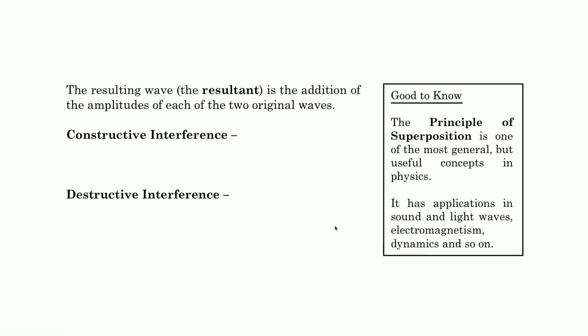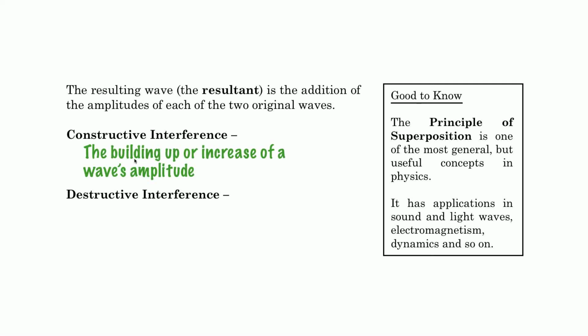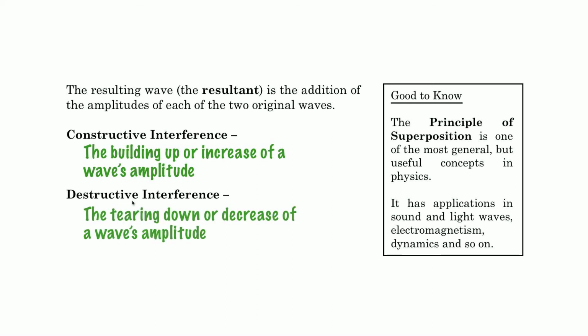And that's a very simple example. A couple of terms that come out of this is that the resulting wave, which we call the resultant, is the amplitude of the 2 original waves. So here, constructive interference happens when 2 waves basically build up or increase the wave's amplitude, and we call that constructive interference. Destructive interference, on the other hand, is when 2 waves meet and they tear down or they decrease the wave's amplitude. Okay. Superposition, the principle of superposition, is a very general but very useful concept in physics.